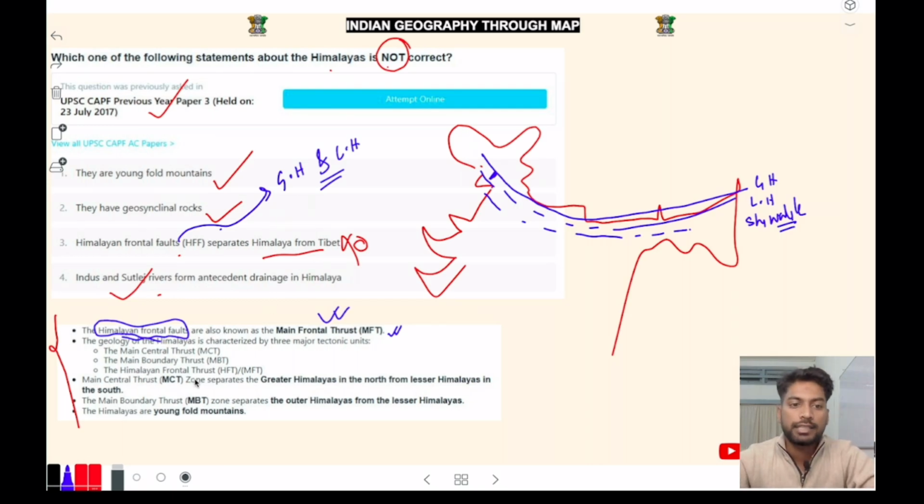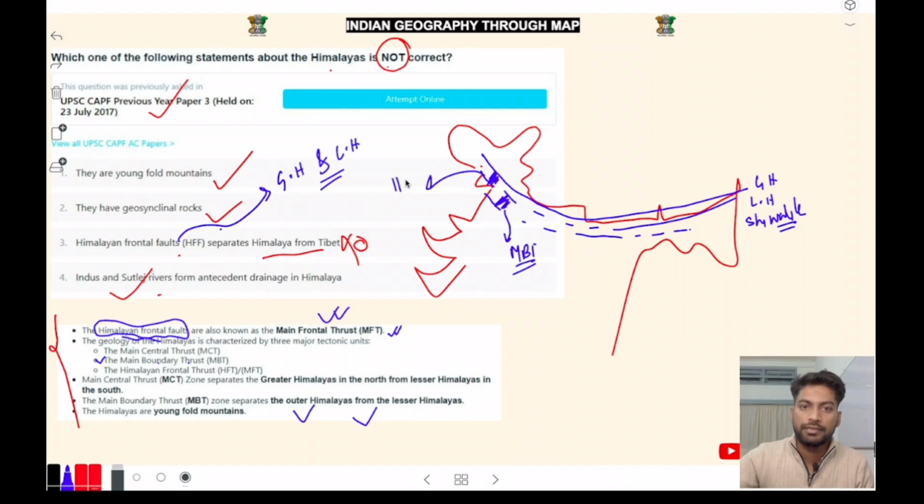There are more faults or boundaries. The Main Boundary Thrust, MBT, separates Outer Himalaya and Lesser Himalaya. Look, this one, Outer Himalaya and Lesser Himalaya, is separated by MBT, and this one, Greater Himalaya and Lesser Himalaya, is separated by the Himalayan frontal faults. Okay, got it? Now, young fold mountain, that is correct. Got it? Okay, let's go.